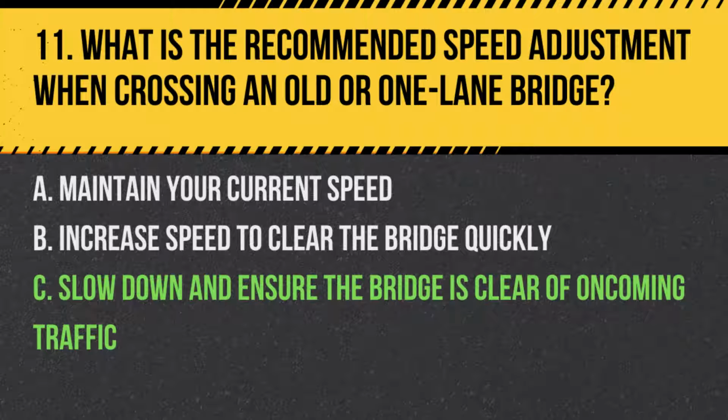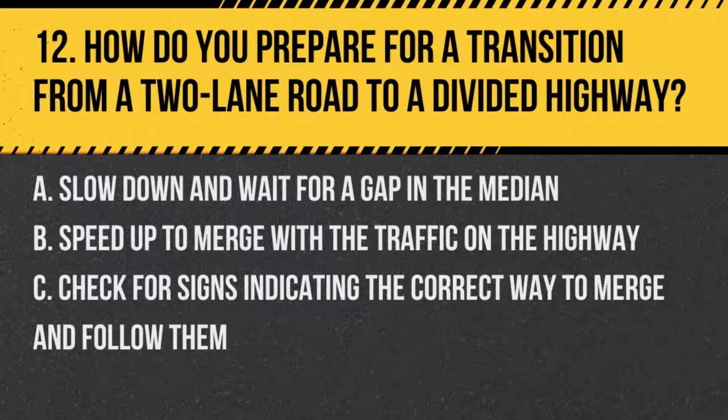Answer: C. Slow down and ensure the bridge is clear of oncoming traffic. When approaching an old or one-lane bridge, it is important to slow down and make sure it is safe to cross. Question 12. How do you prepare for a transition from a two-lane road to a divided highway?